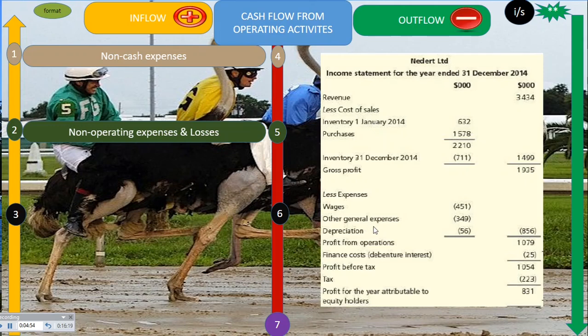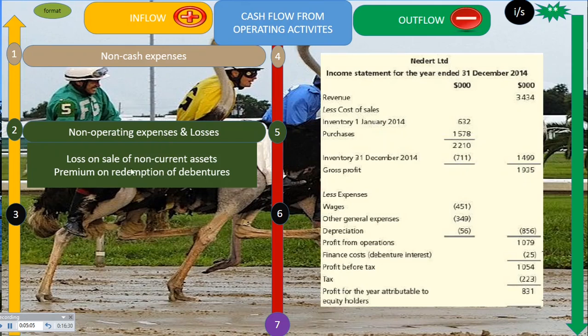Now when we say non-operating expenses, these are not the normal expenses of the business. So if you look here, loss on sale of non-current assets. Now sale of a non-current asset is not a normal trading activity. It is not done frequently. So this is your non-operating loss. Where there's a loss on sale of non-current assets like plant and machinery, vehicles, furniture and equipment, that comes under the heading of non-operating losses.